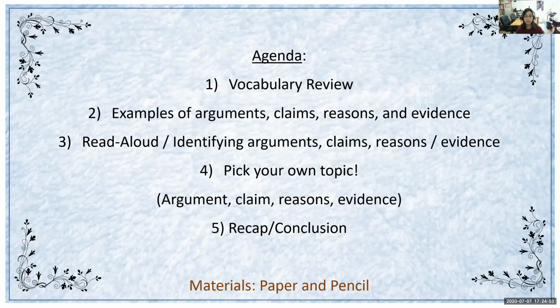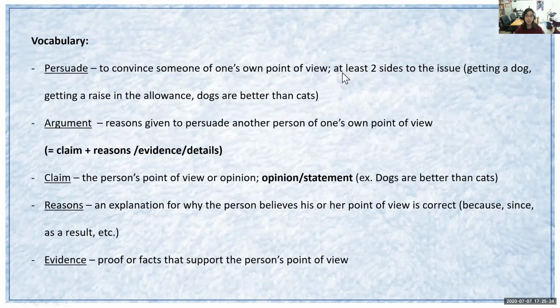On today's agenda, we are first going to be reviewing our vocabulary terms. After that, we'll be going over some examples of arguments, claims, reasons, and evidence. Following that, we will have a read aloud where we will identify the arguments, claims, reasons, and evidence that the author provides. Next, we'll pick our own topic and find the argument, claim, reasons, and evidence for that. And finally, we will recap and conclude our lesson. The materials that you will need today are paper and a pencil. So let's get started with our vocabulary.